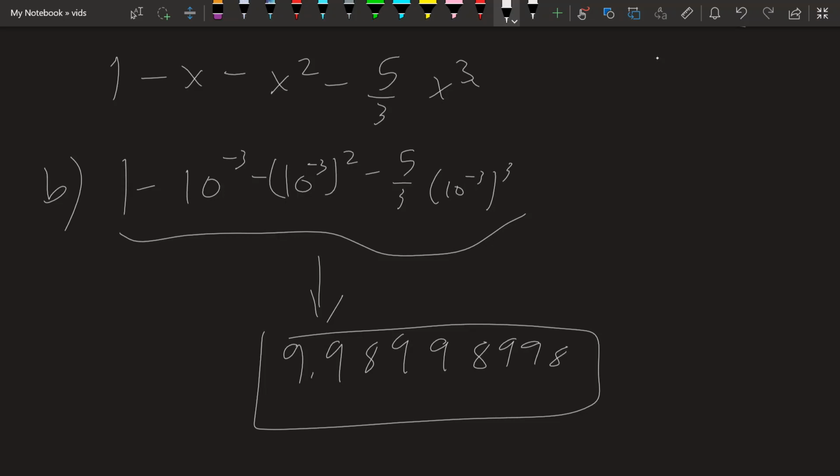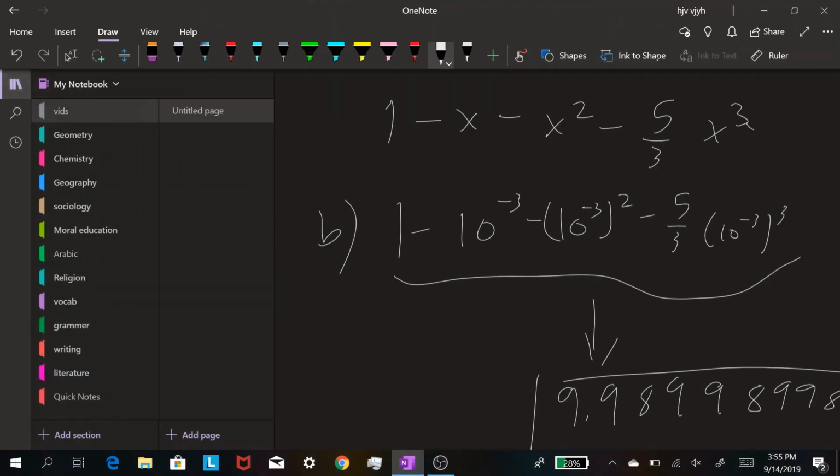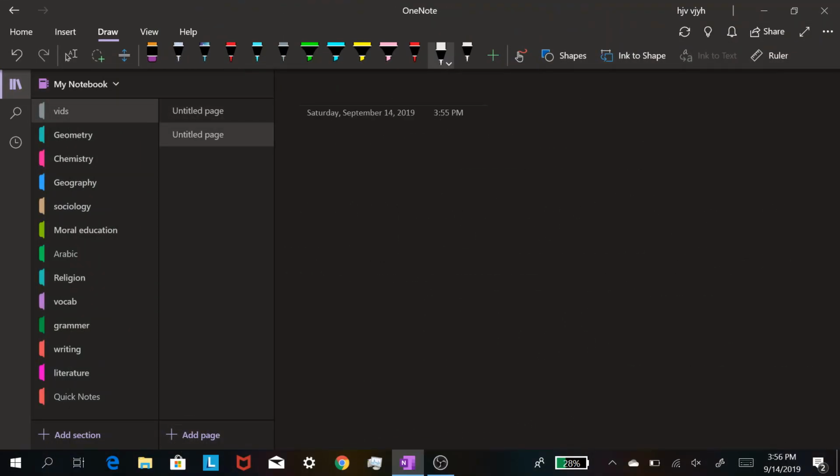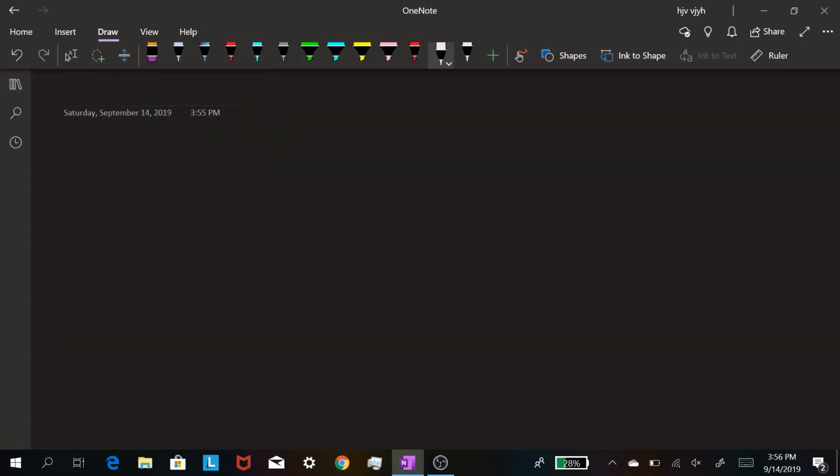Alright, so now let's move on to activity 3. Give me a second here, let me just flip the page and get a new page. So here we go.